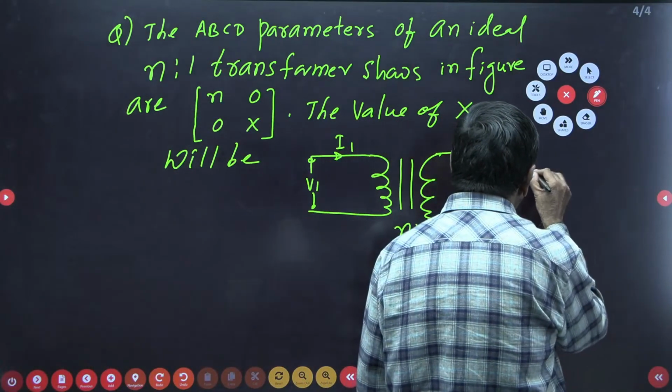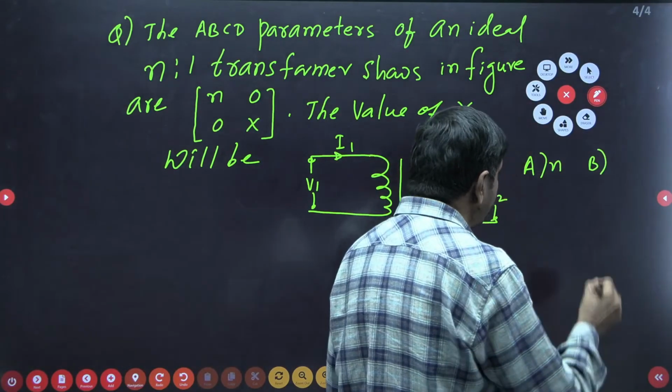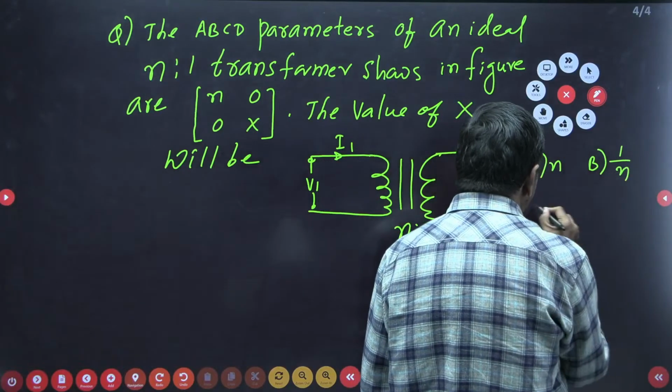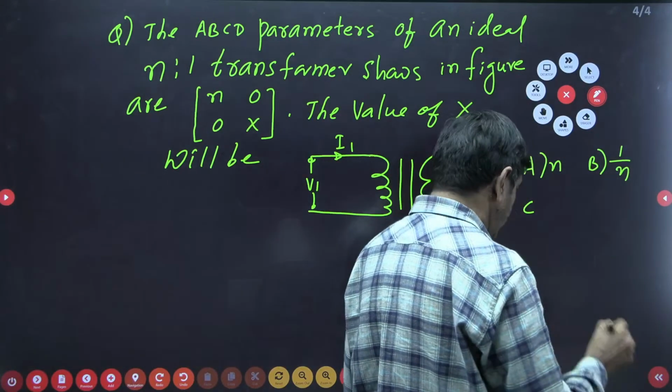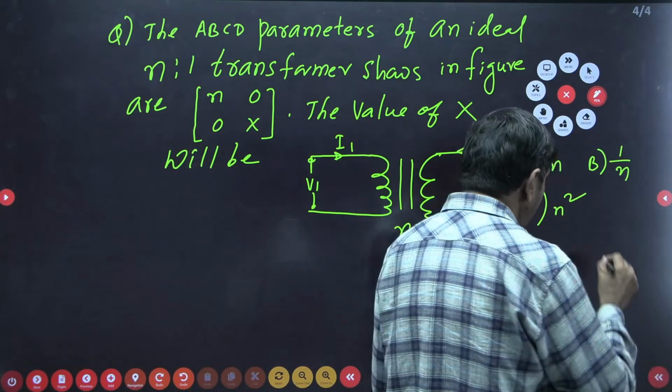Option A, N. Option B, 1 by N. Option C is given here, N square. Option D is given, 1 by N square.